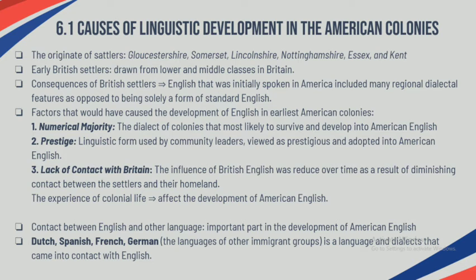The influence of British English was reduced over time as a result of diminishing contact between the settlers and their homeland. The experience of colonial life affected the development of American English. The contact between English and the other languages is an important part in the development of American English. Dutch, Spanish, French, and German are the languages of other immigrant groups, and these languages and dialects came into contact with English.